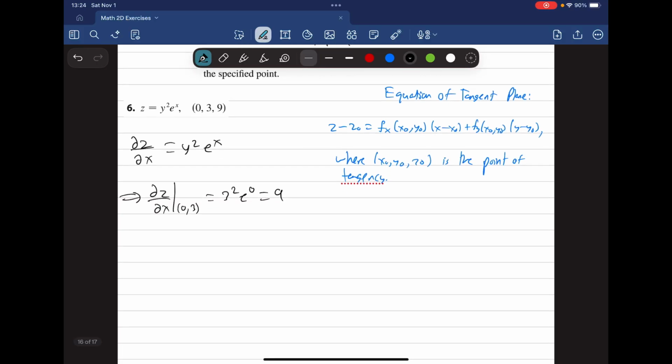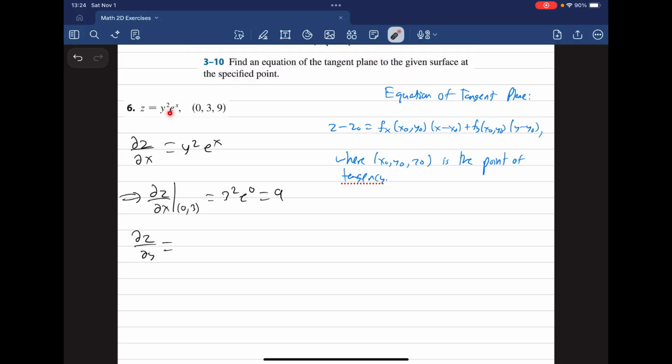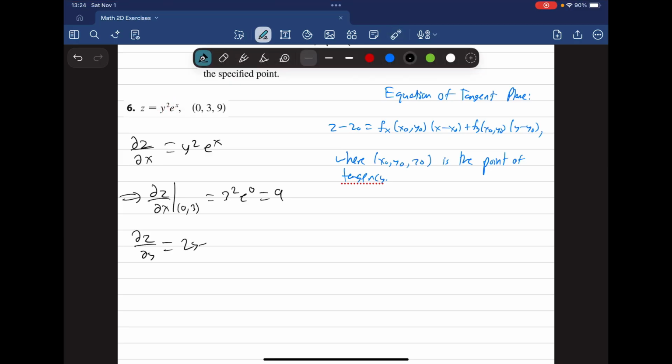We can proceed similarly with the y derivative. Now we fix x, so e to the x is a constant, and we differentiate with respect to y. We get 2y e to the x. Therefore, partial z with respect to y at our point 0, 3 will be 2 times 3 times e to the 0, which is 6.